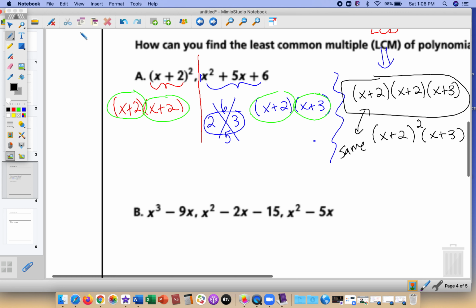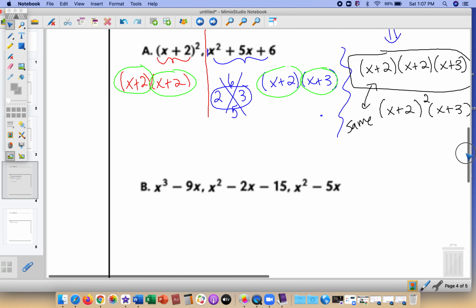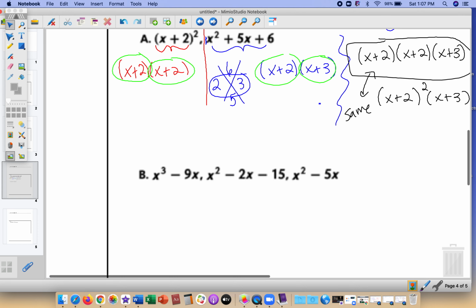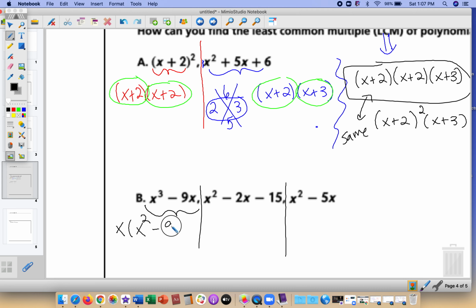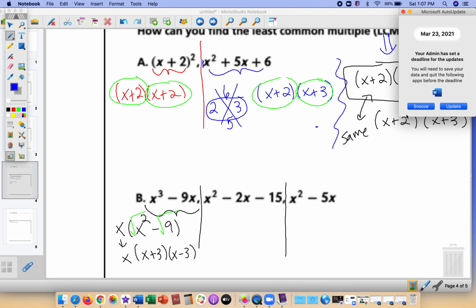When we look at the next one, and we're also trying to find the least common multiple, we are going to factor both expressions first. So for the left expression, we can factor out an x. So then we'd be left with x squared minus 9. And then right in here, we can take difference of squares. So we would get x plus 3, x minus 3, and then x.